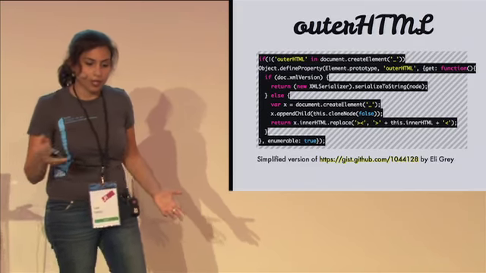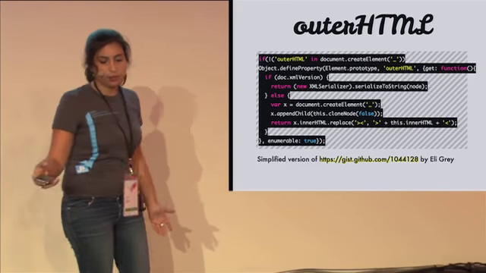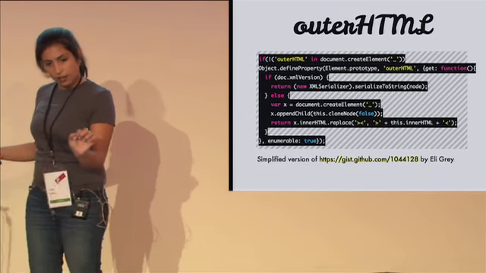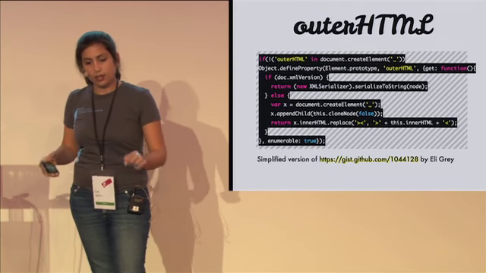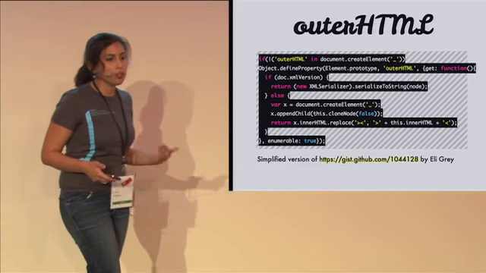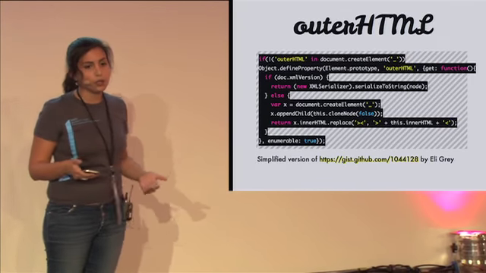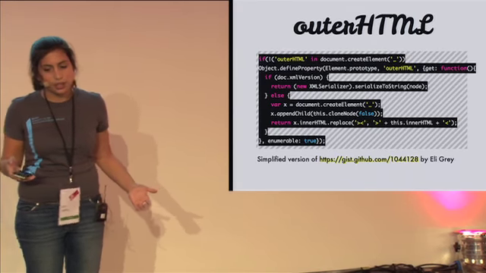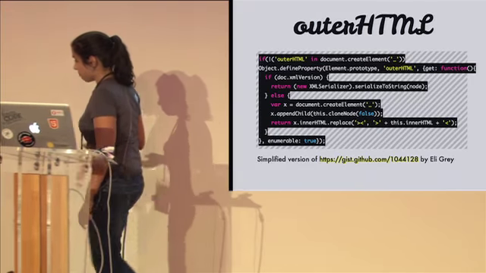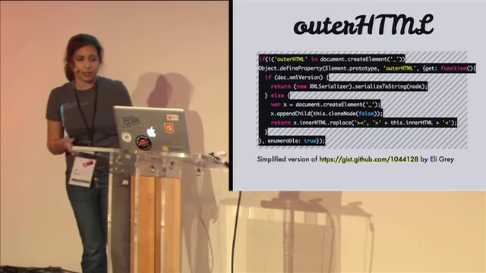Then we get the innerHTML of the new element, we replace the thing in the middle, and we add the original innerHTML, and then the innerHTML of the new element is what we want. It's the outerHTML that we wanted. We didn't need to do any parsing. We just used the browser capabilities.